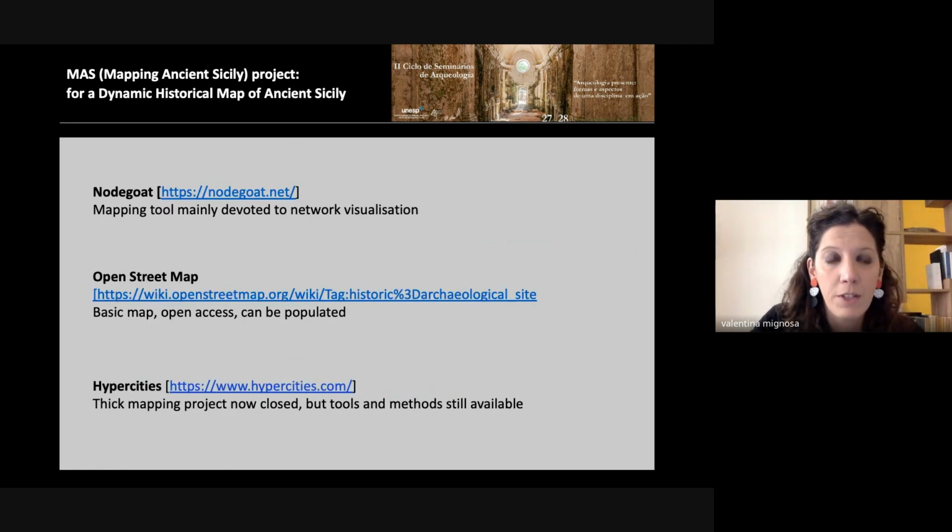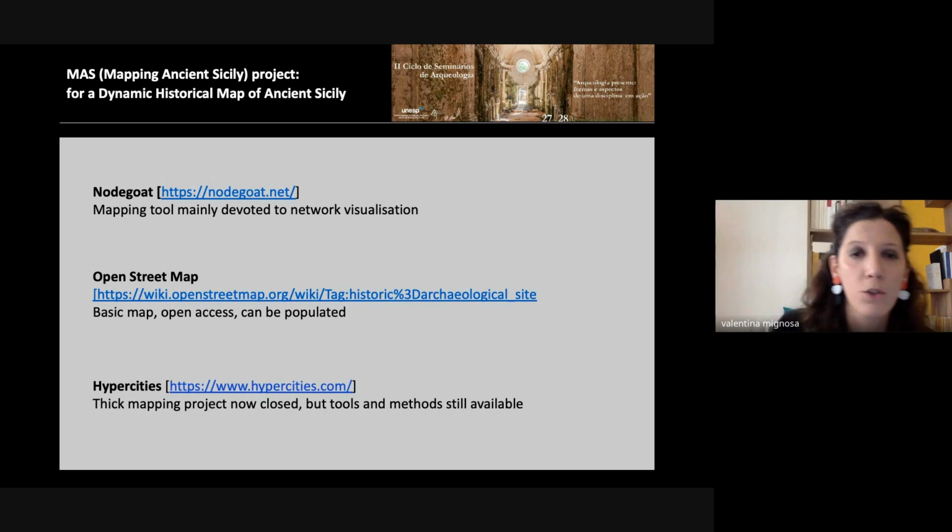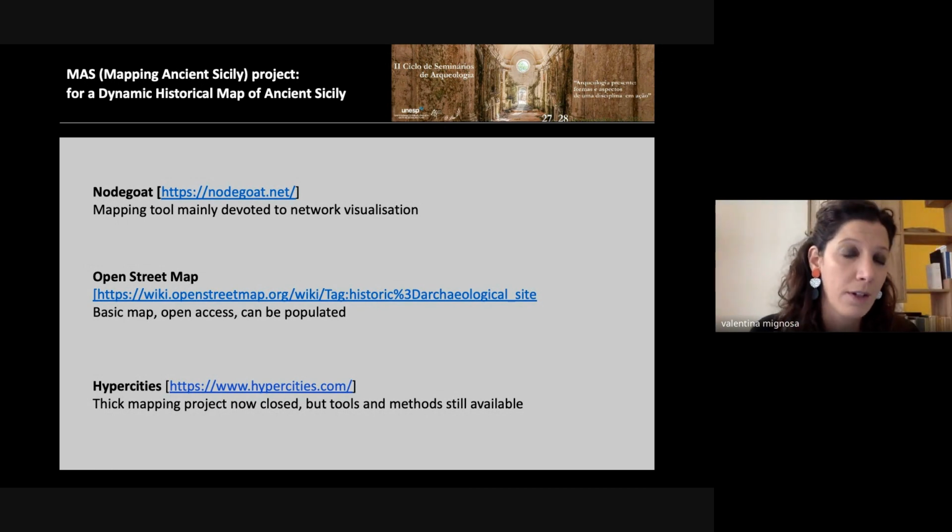And some other very interesting tools are Nodegoat. Maybe it's something very familiar to you. It is a mapping tool devoted to network visualization, so basically social network analysis put on a map. And other very common tools are OpenStreetMap or Ibercities. This last one is very interesting because it's basically a website in which you can have different projects. You can also collaborate with them, and you can search for their tools and use them for your research.